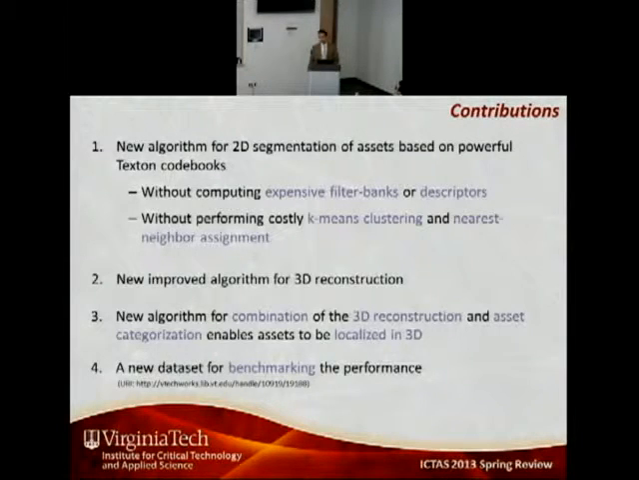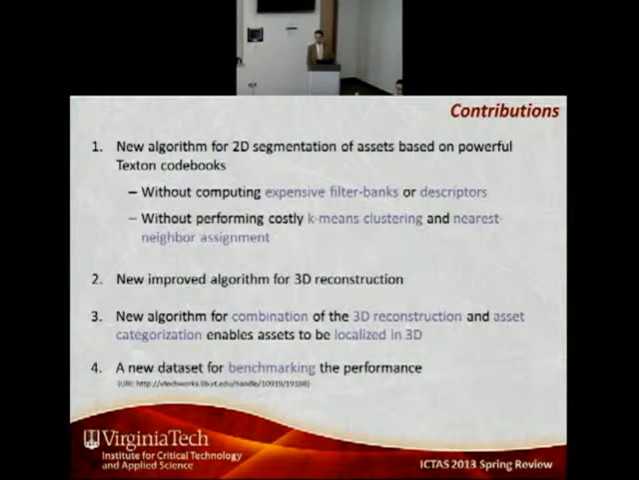The contribution of this research is the new algorithm for 2D segmentation of assets based on the powerful texton codebooks, without computing the expensive filter banks and descriptors, and without performing the costly k-means clustering and nearest neighborhood assignments. Also, a new improved algorithm for 3D reconstruction, which is much faster compared to the previous versions. The main contribution of this research is the new algorithm for a combination of the 3D reconstruction and asset categorization, which enables assets to be localized in a 3D environment. And also, we generated a new dataset for benchmarking performance. The dataset is uploaded in the Virginia Tech library, and others can access this dataset for their testing or benchmarking purposes.